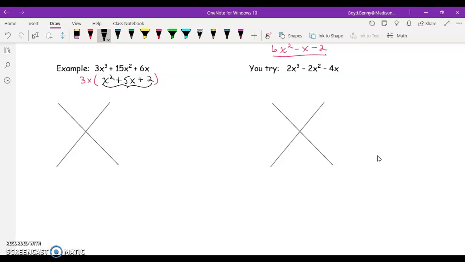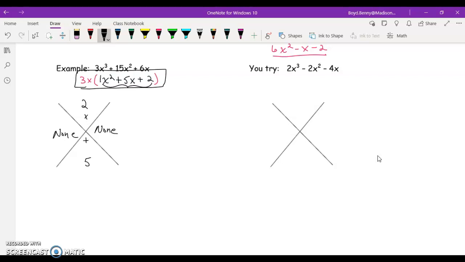So 2 times x, or 2 times 1, that would give me a product of 2, and I need a sum of 5. So what two numbers multiply to give me 2 and add to give me 5? Well, guess what? There aren't any. So I have factored this as much as it can be factored right here. This would be our final answer that I've boxed in.